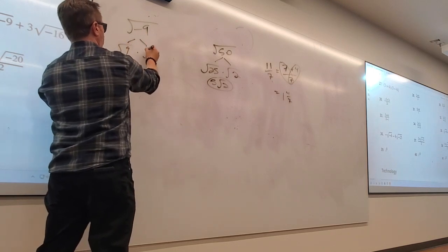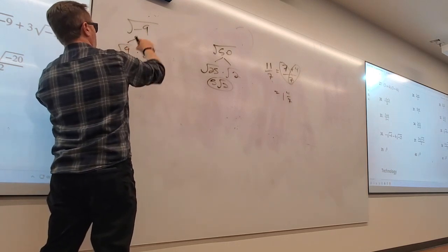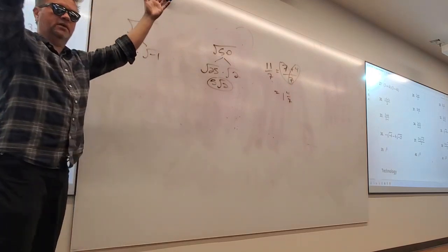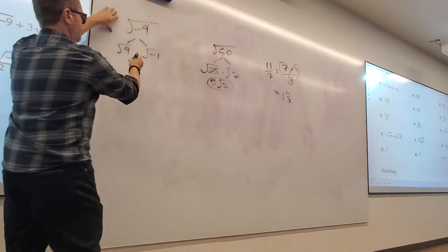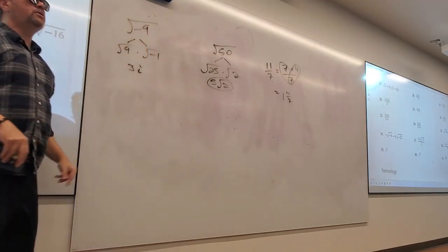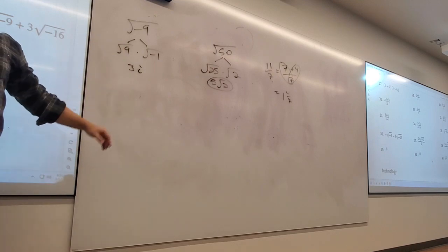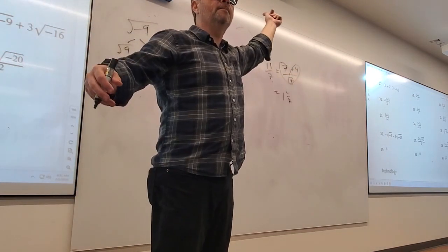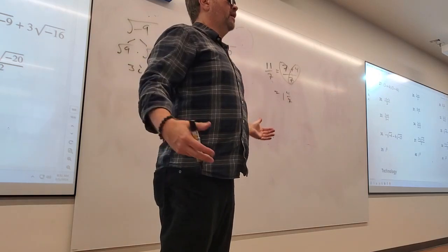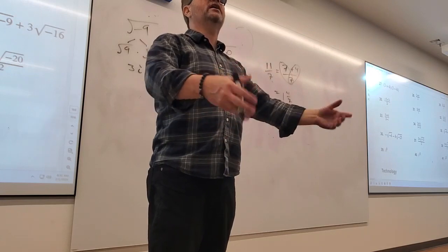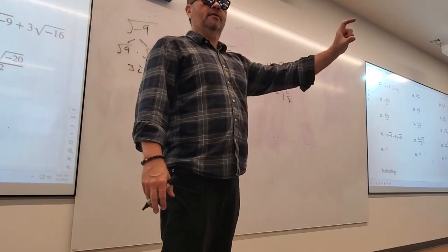Square root of 9 times square root of? Negative 1. Doesn't that make square root of negative 9? What's square root of 9? 3. What's square root of negative 1? i. Do you ever have to do that again? No. What's the square root of negative 25? 5i. Bam! We're better than that now, right? We don't have to do that. We know what the square root of negative 1 is. So the square root of a negative number will have an i.